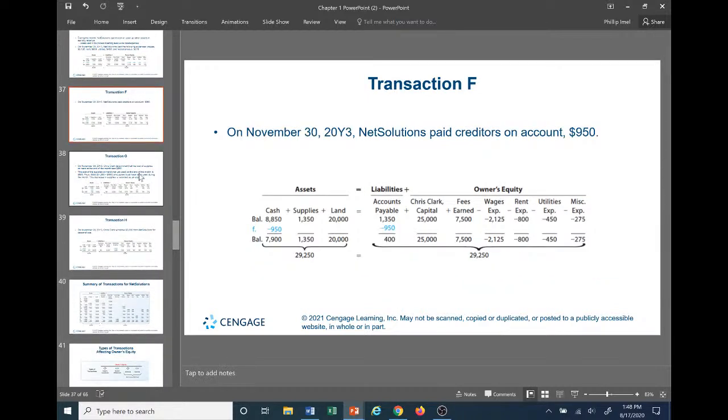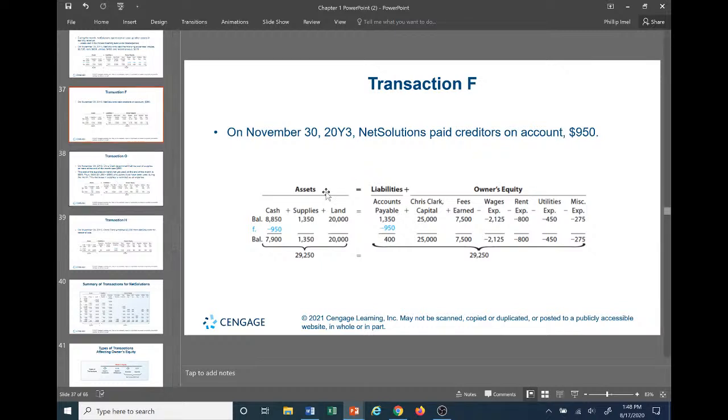Let's look at another transaction. On November 30th, 2003, Net Solutions paid creditors on account of $950. Okay, let's think about this. Once again, Net Solutions is paying creditors on account. Okay, let's think about what we've talked about before. So if Net Solutions is paying creditors, that means they're going to use cash to pay creditors, okay?